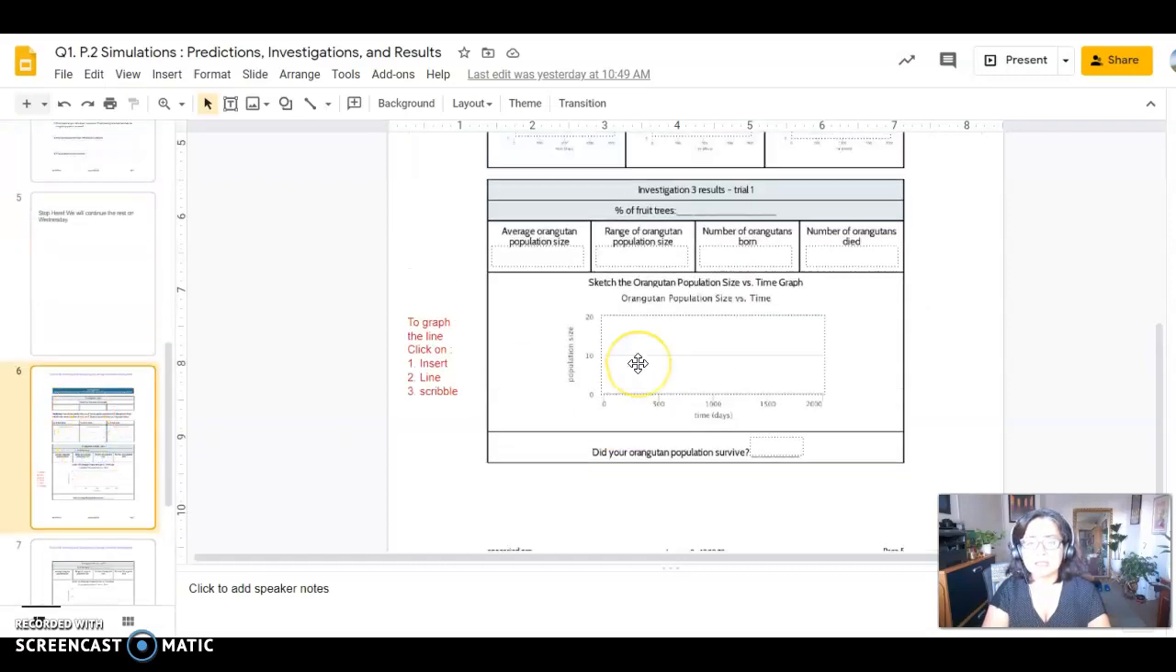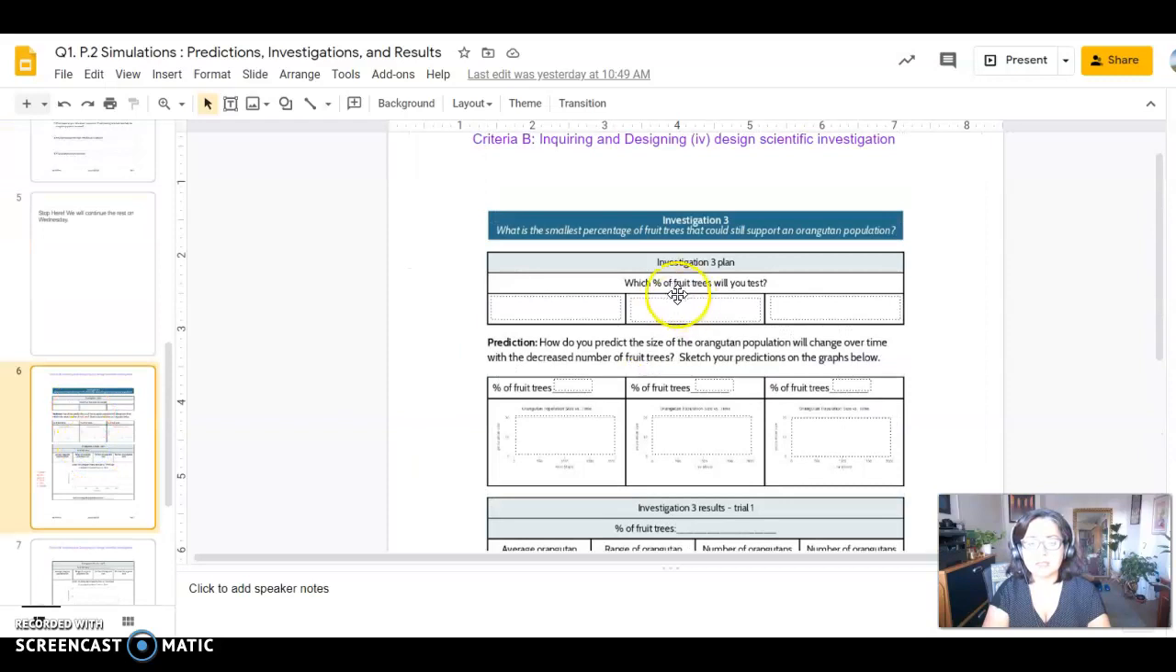All right, so in slide 6, the question is, what is the smallest percentage of fruit trees that could still support an orangutan population? So you and your group are going to decide 3 different percentages of fruit trees that are different from the first 2 investigations you did. You're actually decreasing, or you're trying to figure out what is the right percentage of fruit trees to have that's going to allow us to have a stable population. That's going to have a normal population going up and down, up and down, up and down.